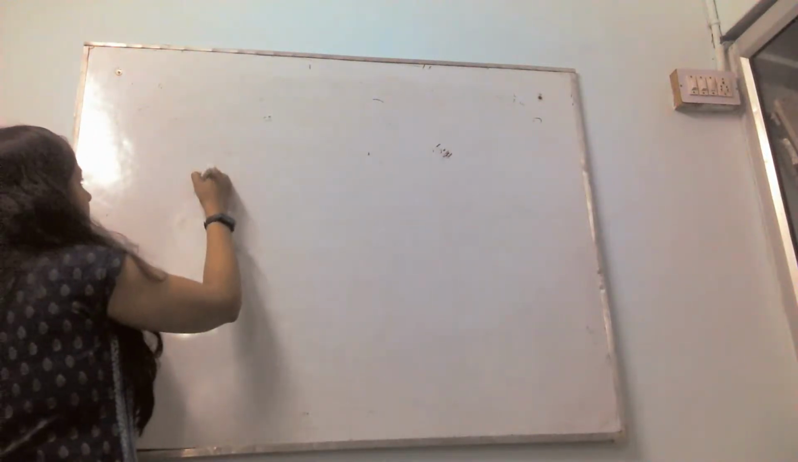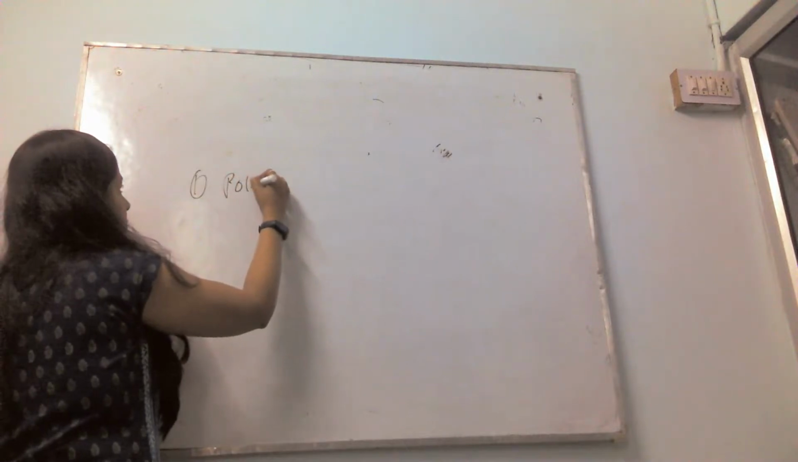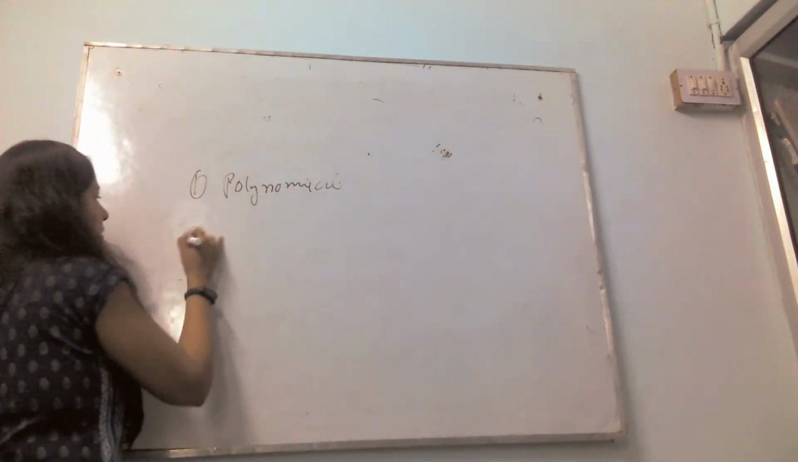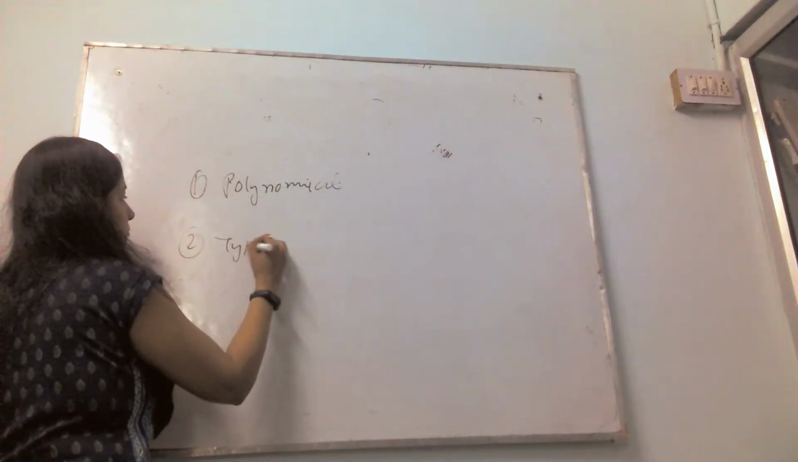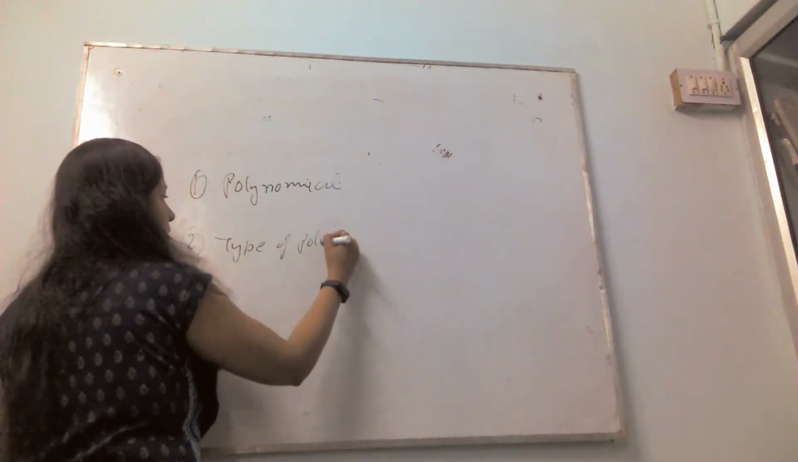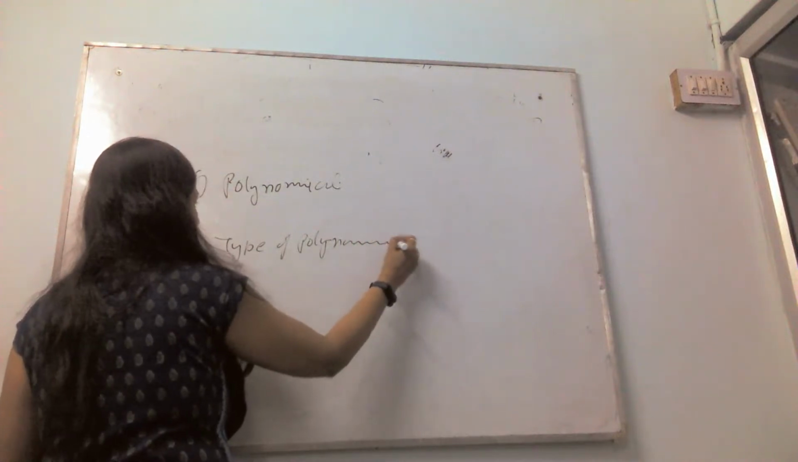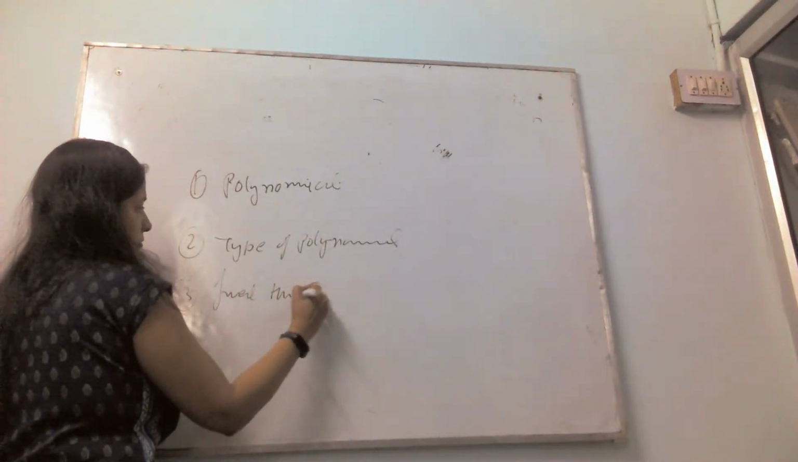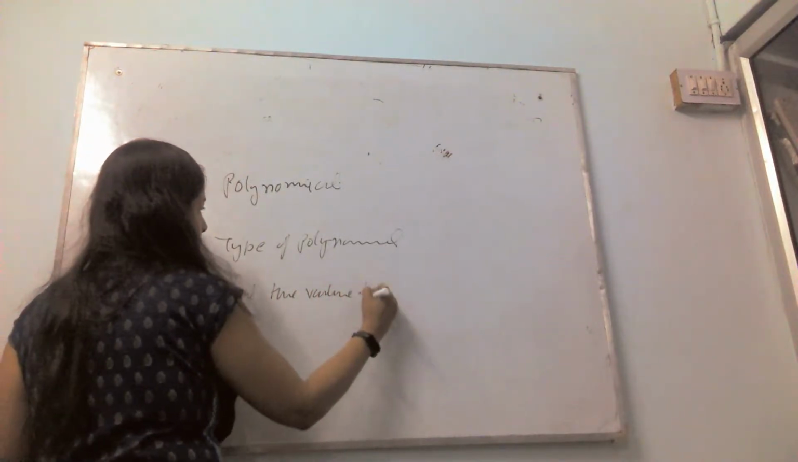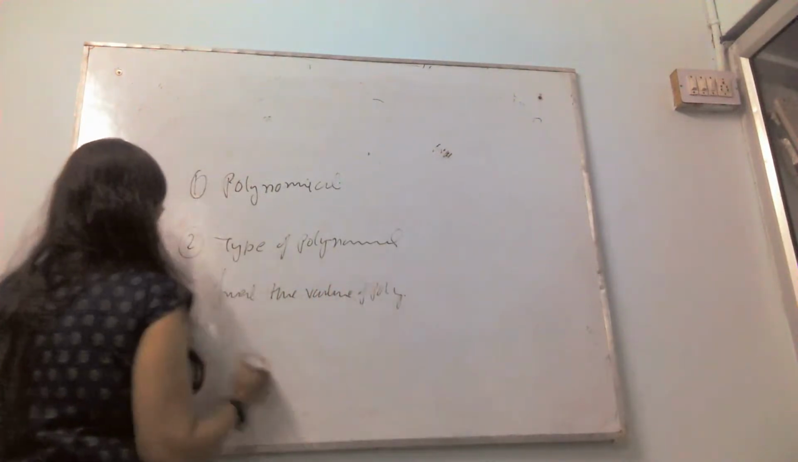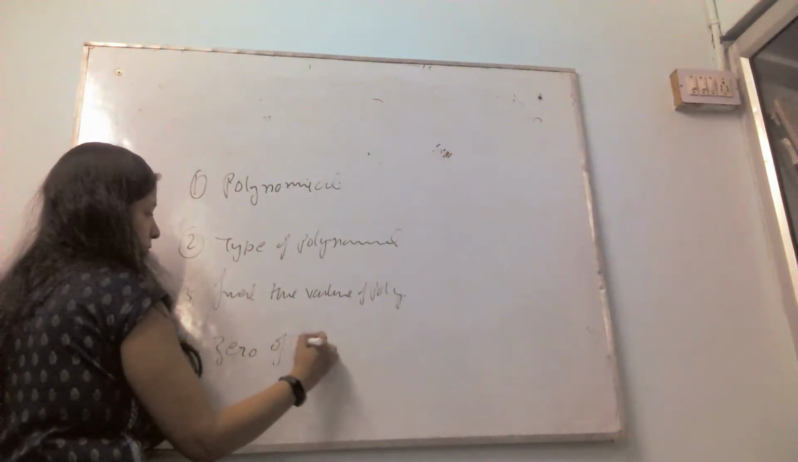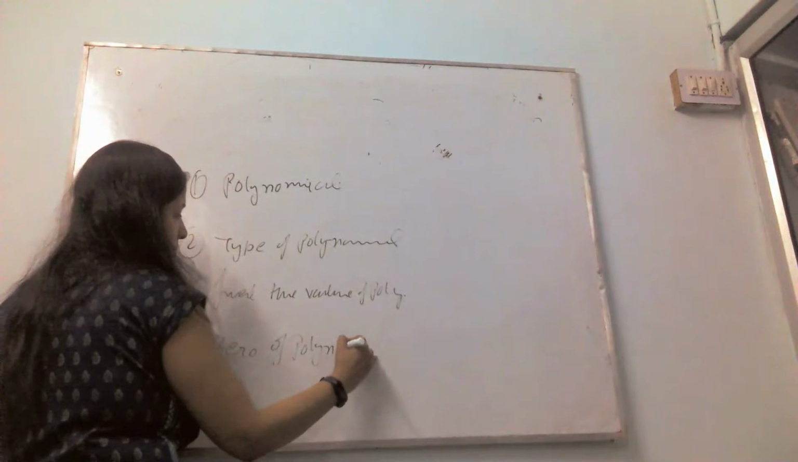So what we have understood and did today: what is a polynomial, types of polynomial, finding the value of the polynomial, and zero of the polynomial.